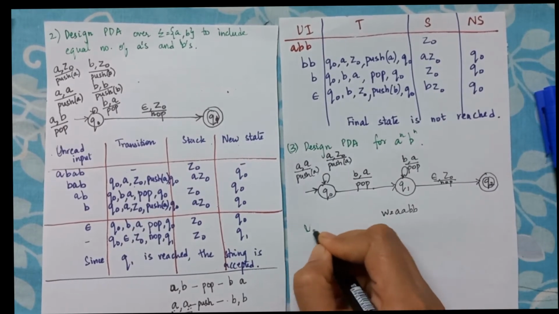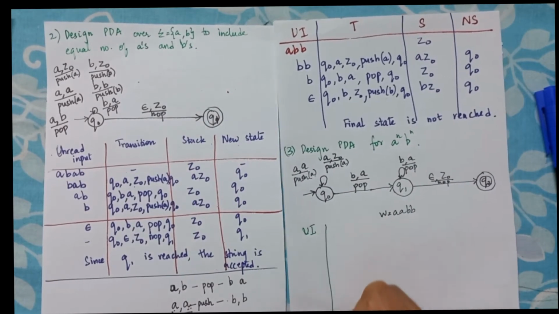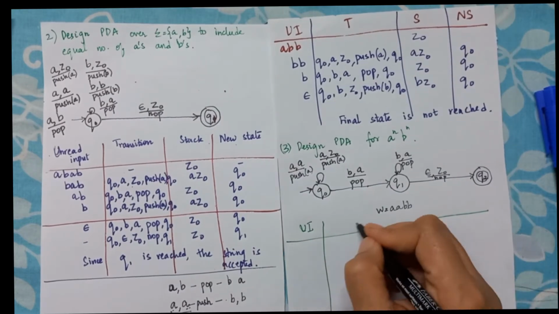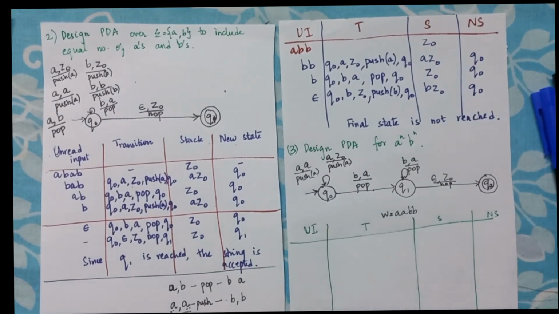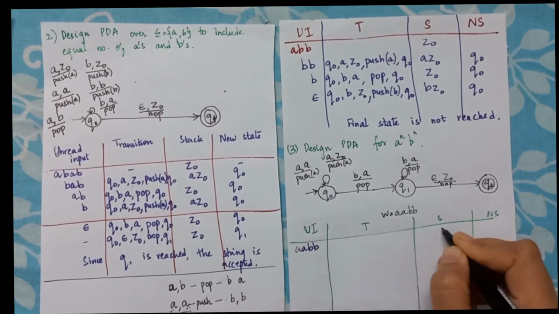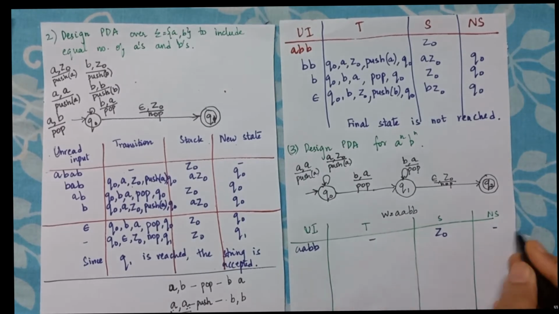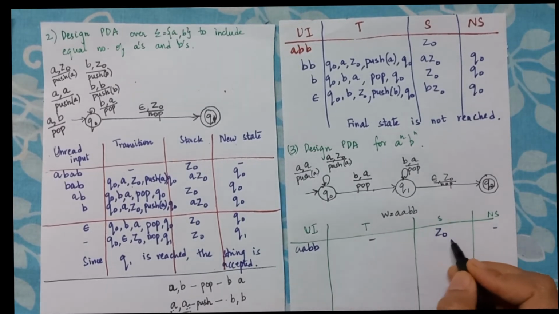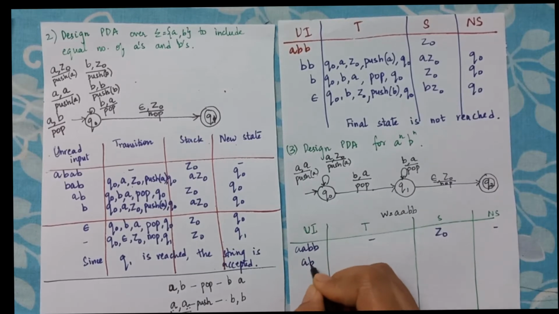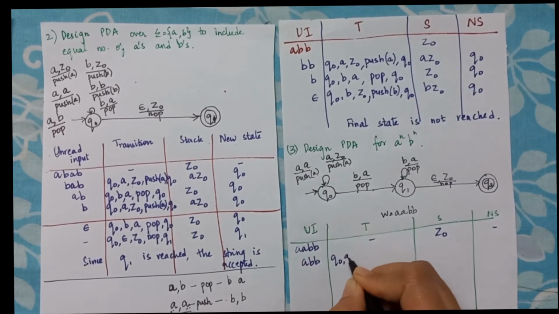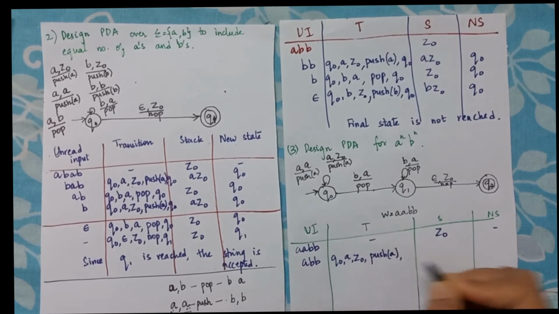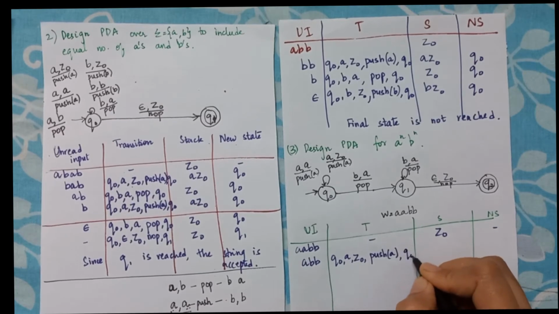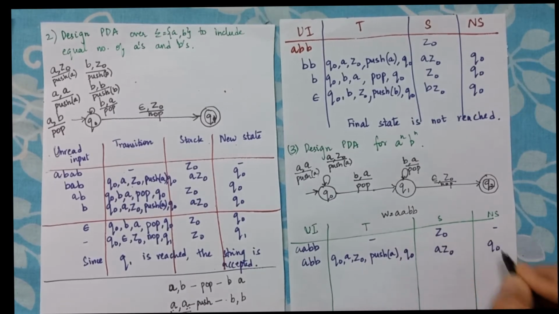So I include unread input, the transitions, the stack and the new state. So AABB, here Z0 is the stack state, that is it will have Z0. I'm reading an A. Q0 with A as the input symbol, Z0 as the stack top, push of A, comma, I still remain at Q0 itself. So it will have A Z0, I remain at Q0.